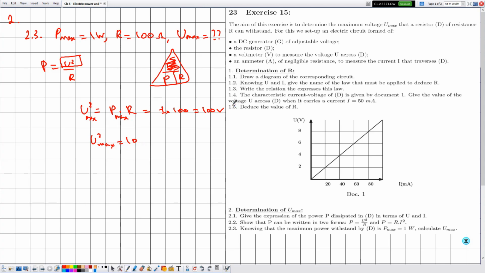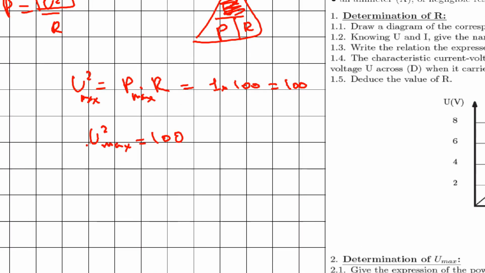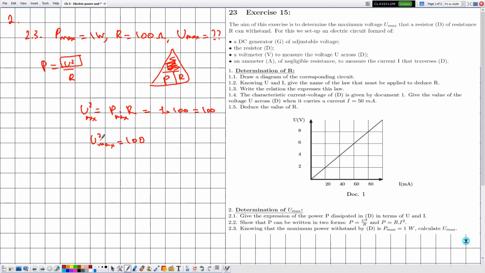Sorry. Here this is not volts. Notice that at this moment we have determined U square max, but we are interested in determining U max. So what's the type of this equation? This is a quadratic equation. So the degree is 2. How do we solve it? Simply we take the square root of both sides. Then U max is equal to square root of 100, which is equal to 10. Because everything previously is expressed in the SI, the value of U max will be in the SI, which is volts.